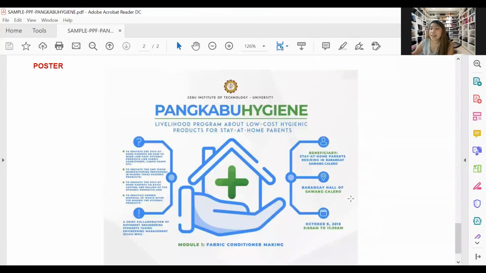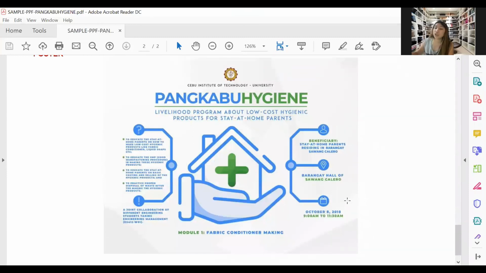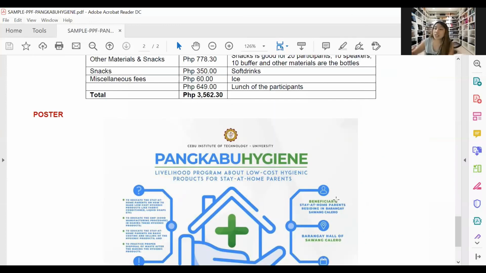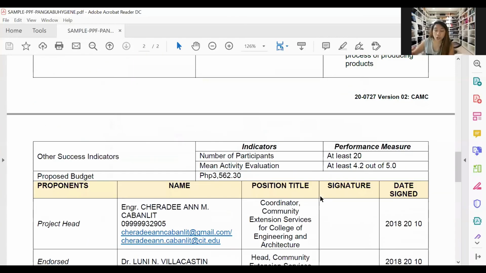Okay, and lastly, they were able to create a poster for Pangkabuhay Hygiene. So this poster is what they're using until now, but we just usually change the bottom part, which is module 1, fabric conditioner making, module 2, dishwashing liquid, and all those. Okay, so this is an example of a project proposal.